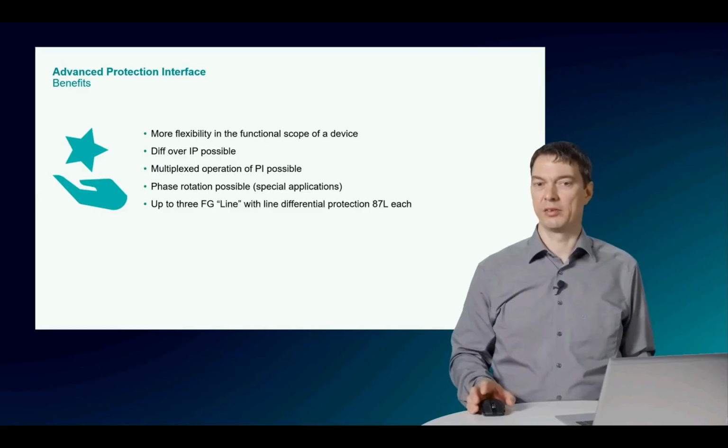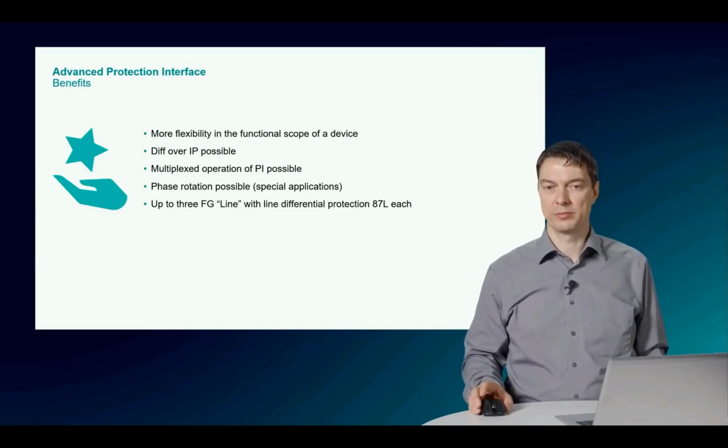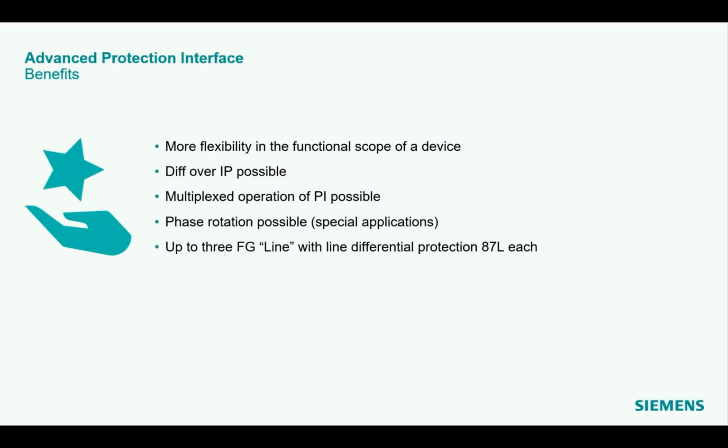So you see the advanced protection interface brings some benefits. It's more flexible in the functional scope of the device. You also have the possibility to use a line differential over IP. There are some special applications for a multiplexed operation of the protection interface, which Nina will show you later. There are also other special applications where you want to have a phase rotation in the communication channel between the devices. This is supported only by the advanced protection interface and not with the classic protection interface workflow.